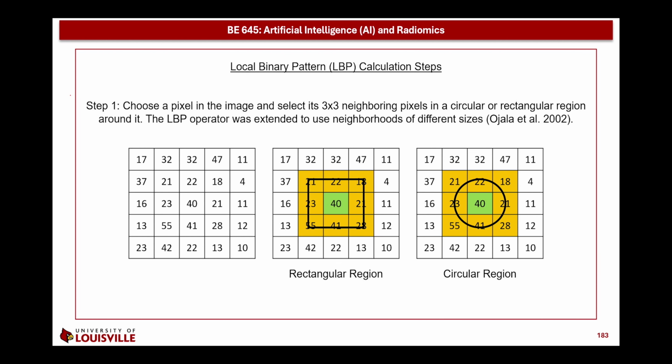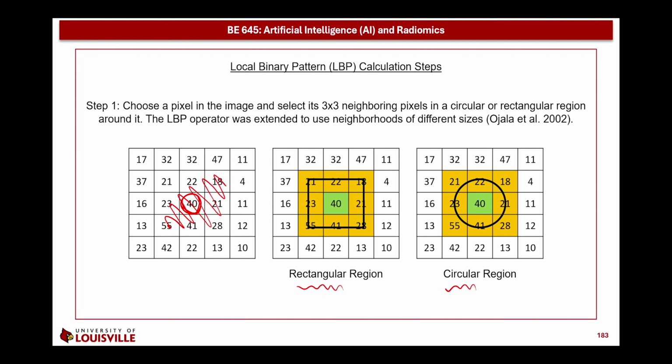First, choose a pixel in the image and select its 3x3 neighborhood in a circular or rectangular region. So if you are selecting the pixel 40, the neighborhood will be the 3x3 region that surrounds that pixel. You can obtain that region whether you are using a rectangular region or a circular region. Also, LBP can be extended to 5x5, 7x7, or different sizes, but commonly a 3x3 neighborhood is used.